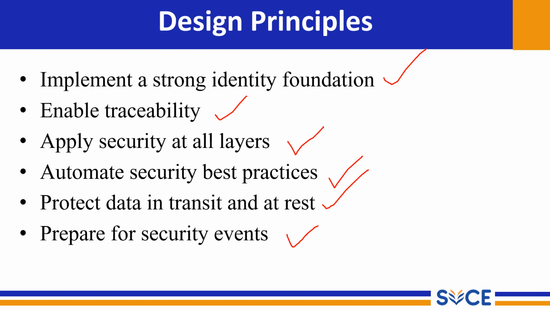So the first one: what is meant by implement a strong identity foundation? Here, we have to implement the principle of least privilege and enforce separation of duties with appropriate authorization for each interaction with your AWS resources. And you can centralize privilege management and reduce or even eliminate reliance on long-term credentials. So this is all about implementing a strong identity foundation.